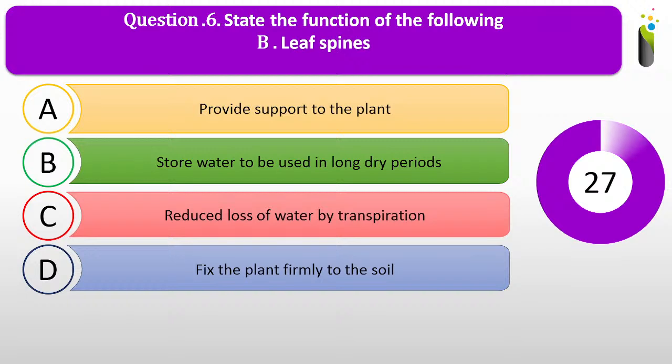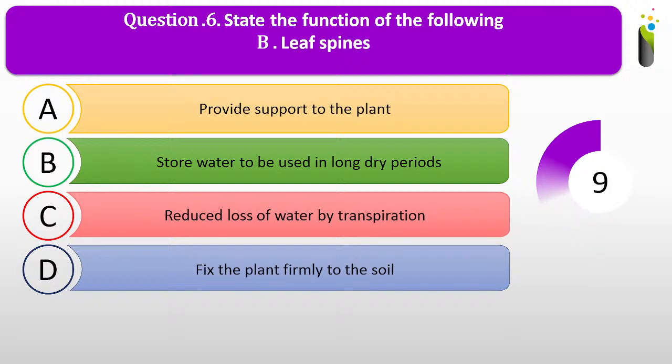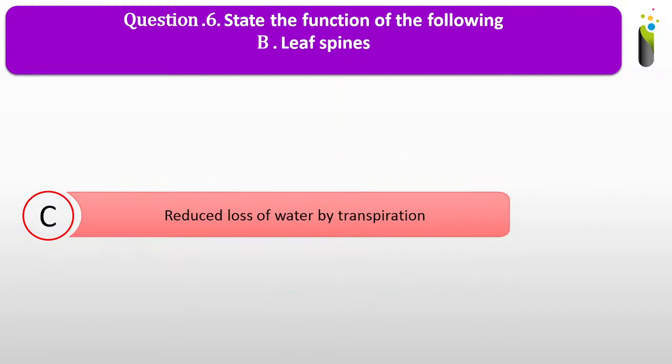So what is the function performed by the leaf spines? The correct answer for this question is that the leaf spines help in reducing loss of water by transpiration, because they reduce the surface area and hence they reduce the loss of water by transpiration.